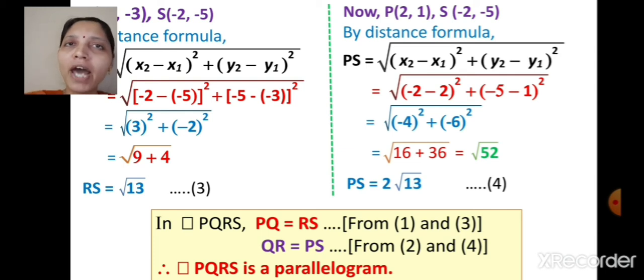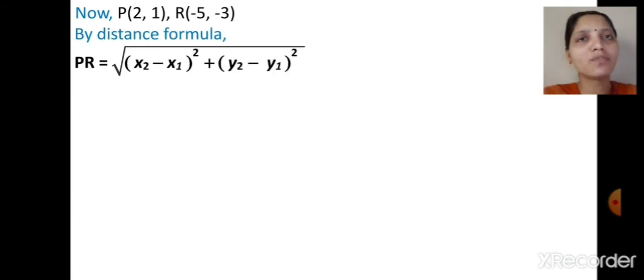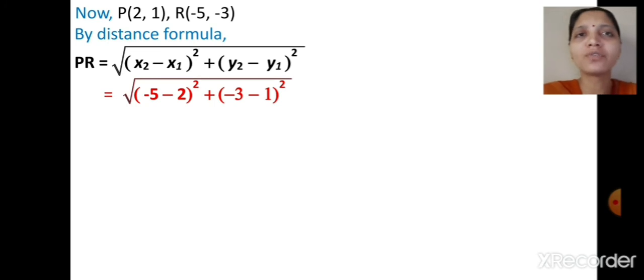So therefore, if opposite sides of any quadrilateral are congruent, you can say that quadrilateral PQRS is a parallelogram. Yes. Now in parallelogram, we can have rectangle, square or rhombus. For that what we have to do? We have to find the diagonals of this quadrilateral. So let's find the length of diagonal PR.